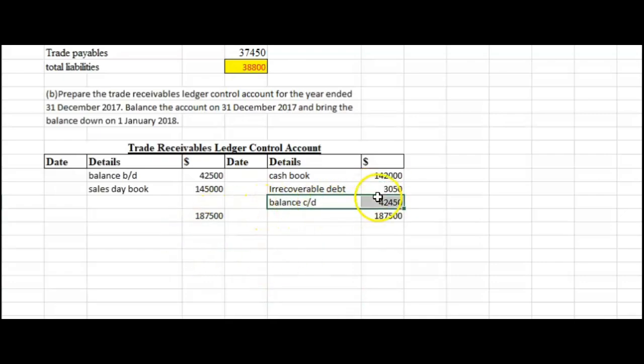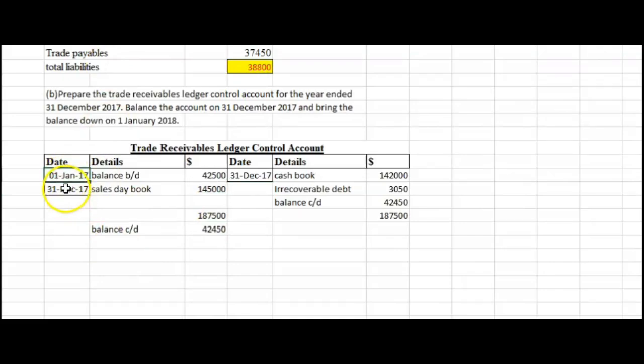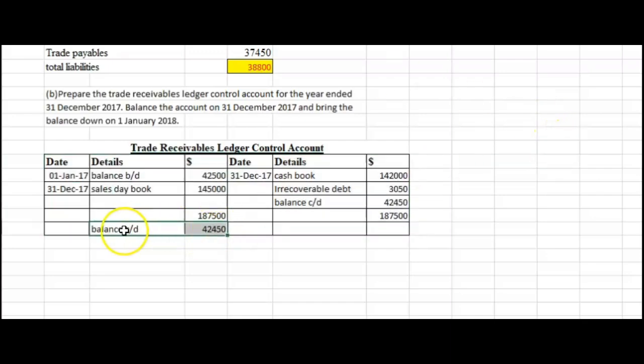When we total both sides, the debit side is higher, so we add it up to 187,500. We write this total on the credit side, and the difference on the debit side is 42,450. This figure is the closing balance of trade receivables. Finally, don't forget to include the correct dates, using the same format you practiced in paper 1.